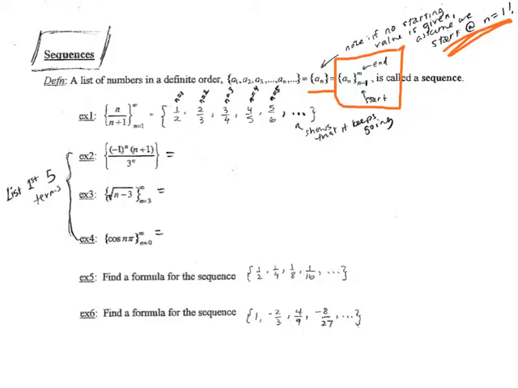All right, for examples 2, 3, and 4, I just want you to list me the first 5 terms of those sequences. Pause and come back to me.